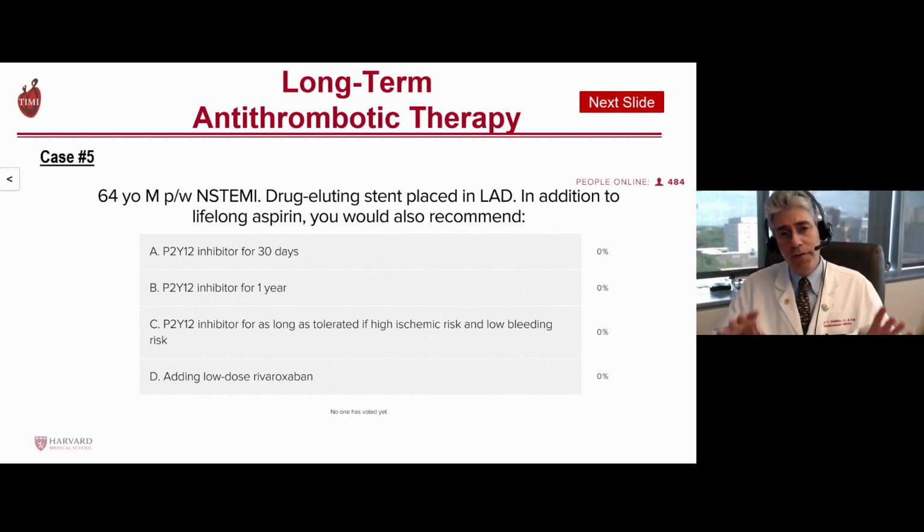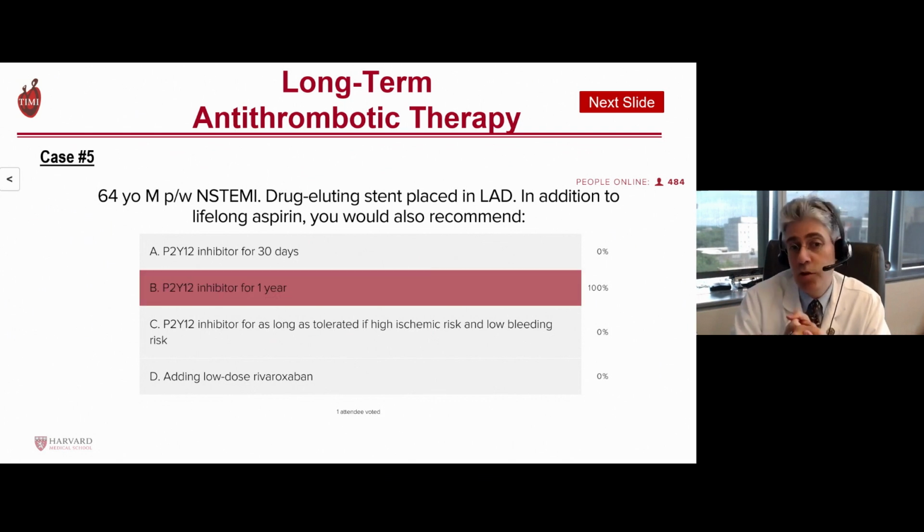So now we've covered sort of the acute part. Now the notion is if you're going to send the person home, what are you going to send them home on and for how long? So, 64-year-old man, non-STEMI, drug-eluting stent put in the LAD. In addition to lifelong aspirin, you would also recommend the following.